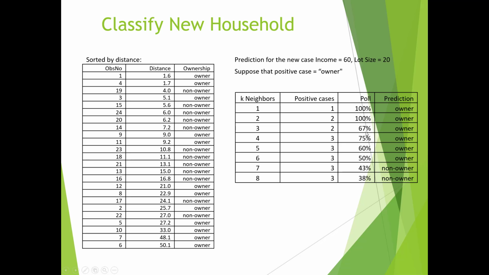So here in this chart, I've counted 8 different possibilities. If k is equal to 1, then of course your predicted class is going to be, the voting is 100%, of course. K equal to 2, the same thing. Voting is 100%, both are owners. Now if you have k equal to 3, you have 67% because there are 2 owners and 1 non-owner. K equal to 4, and then k equal to 5, and so on.